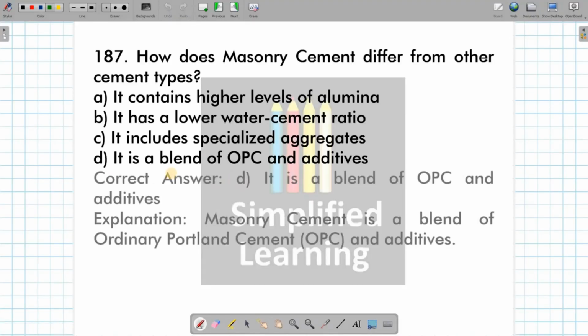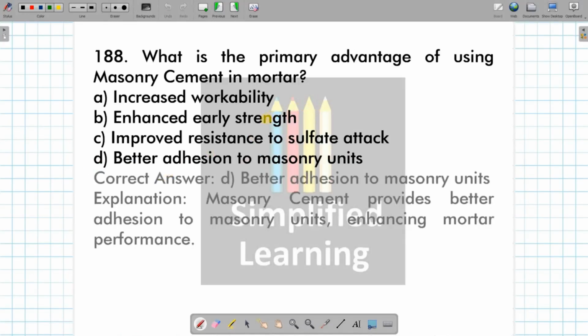Then how does masonry cement differ from other cement types? It is a blend of OPC plus additives. It is nothing but OPC plus some special agents. What is the primary advantage of using masonry cement in mortar? It gives better adhesion to masonry units.